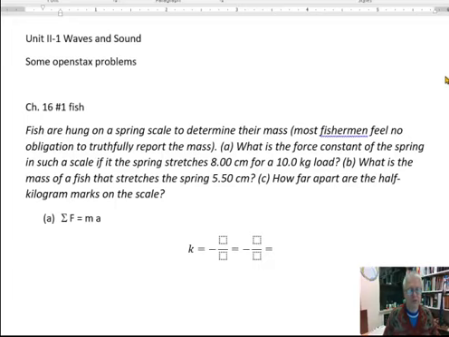So this is for college physics 2, physics 124, unit 2.1, waves and sound. I'm going to do some of the OpenStax problems, not all of them. So here we go. It's the first one I'm going to do.